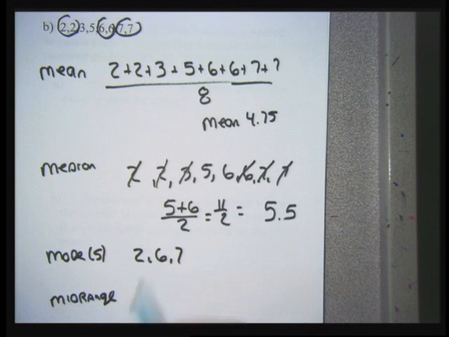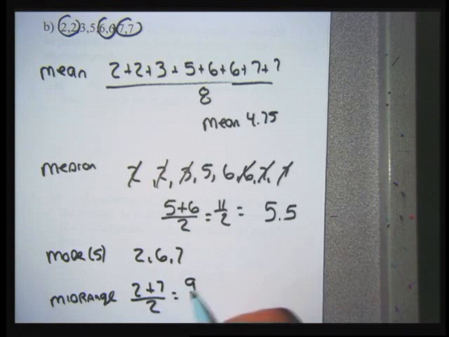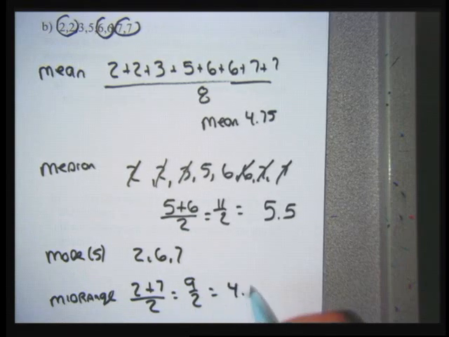And then the last one, the mid-range, is going to be the low number 2 plus the high number 7 over 2. That comes out to 9 over 2, which is 4.5.